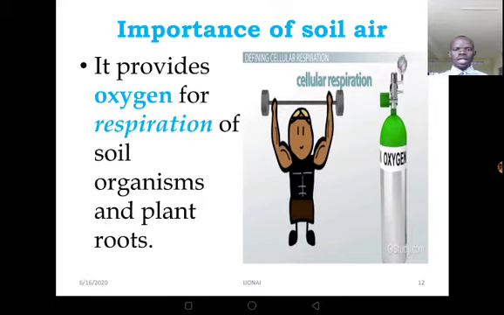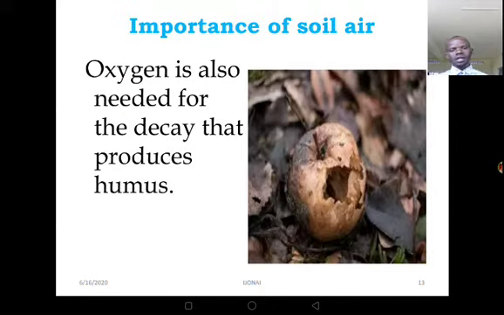Now let's look at the importance of soil air. It provides oxygen for respiration of soil organisms and plant roots. Of course, these organisms that live in soil need oxygen for them to carry out respiration. In respiration, these organisms are going to be in a position to produce energy that can facilitate very many processes in their bodies.